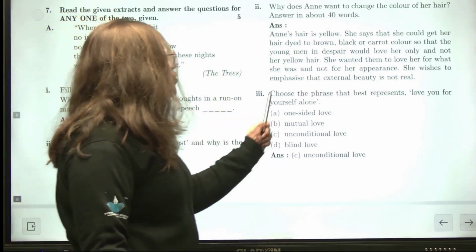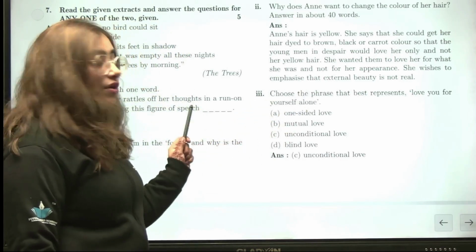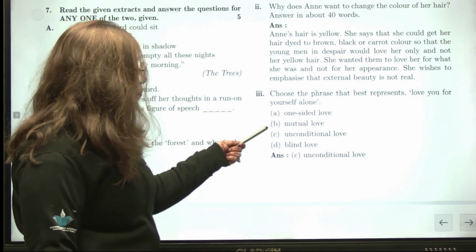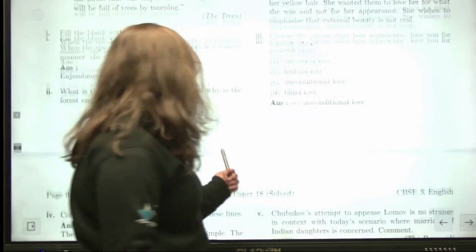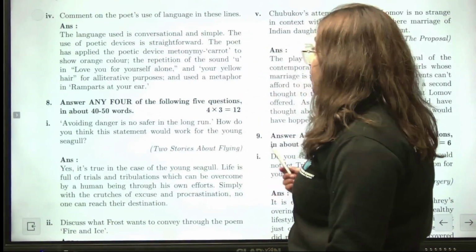Okay. Choose the phrase that best represent love you for yourself alone. One, love you for yourself alone का क्या मतलब है? One-sided love, no. Mutual love, no. Unconditional love, yes. No, no blind love. Clear? Then moving on to the next question, comment on poet's use of language in this line.